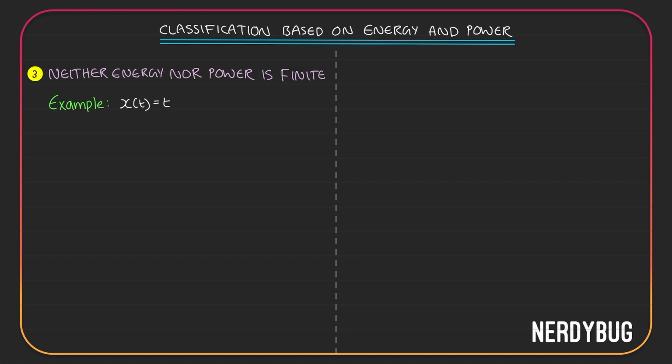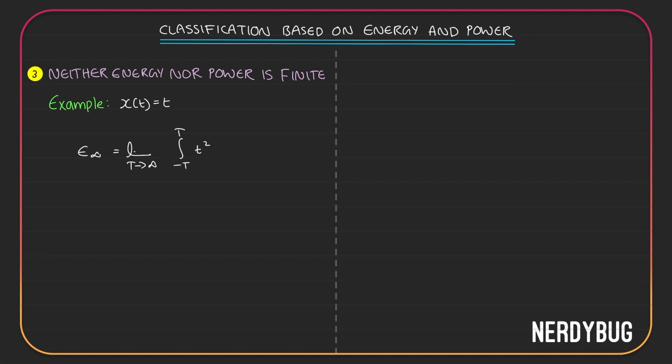That is, their energy is not finite, their power is also not finite. We'll see an example of this. x(t) is equal to t. Let's calculate its energy. Energy will be limit t tends to infinity, integral from minus t to t.